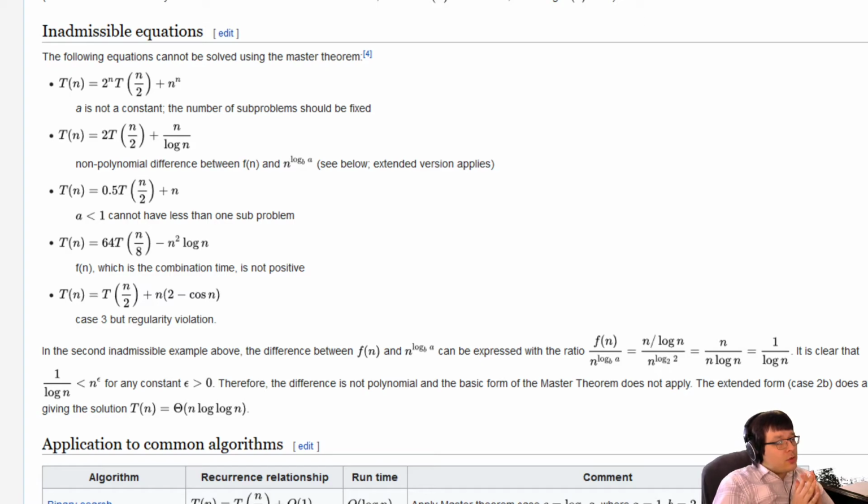T of n equals 2 to the n power times T of n over 2 plus n to the n power. They're really loving the n to the n power thing. So the reason why is a, well, it says here too, that's kind of nice. A is not a constant, right? It's 2 to the n. So a constant means it has to be the same number all the time, like 2, 3, 4, 5, 6, whatever. This is actually not a number that is related to the size of the n. And because of that, it cannot be constrained by the Master Theorem.